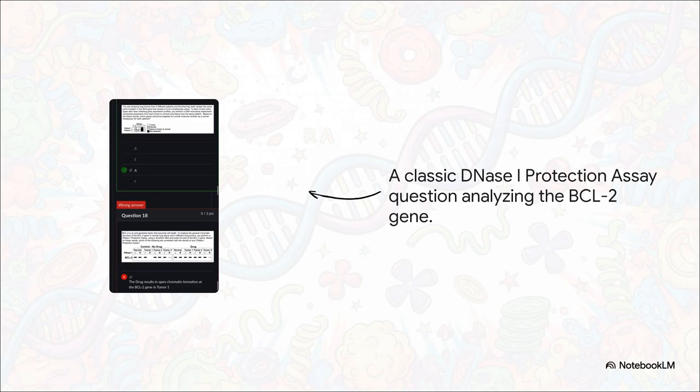So take a look at this image. What we've got here is a DNA assay, just like we talked about. They're looking at a gene called BCL2 in normal cells and in some tumor cells. You see the lanes marked minus DNAse, those are our controls, and then you see the lanes where they added the enzyme. The big question is, what's the story this gel is telling us?